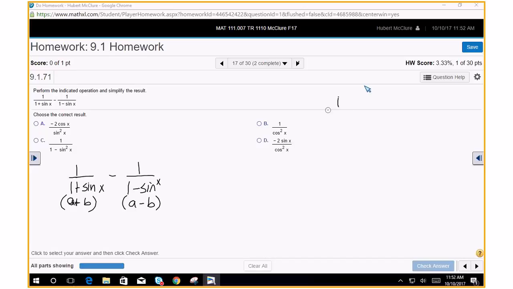1 over 1 plus sine minus 1 over 1 minus sine. Well, I'm going to put the common denominator down here. It's 1 plus the sine times 1 minus the sine. There's the common denominator, which is 1 minus sine squared. And we'll write that in just a minute, not right now.